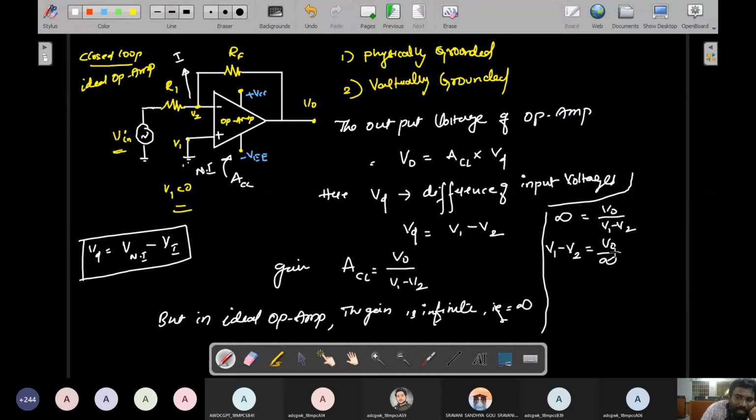So 1 by infinite value is always equal to 0. So therefore V1 minus V2 is equal to 0. So therefore, from this equation, V1 is equal to V2.